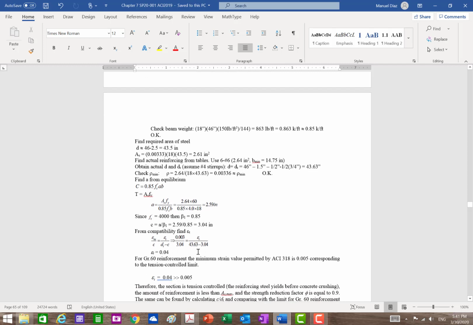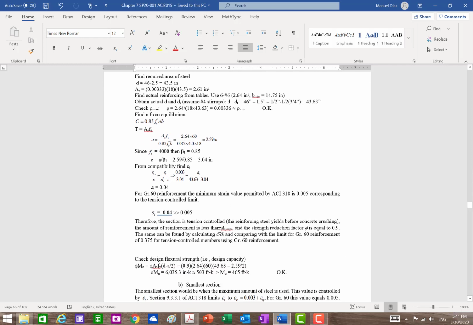Check for my ductility, right? So find my epsilon T. That means pretty good, 0.04. Right? For grade 60, we know that the tension control limit is 0.005, so this is a lot higher. So we are satisfying that pretty well, all right? So that means A_s maximum is satisfied. Makes sense, right? Because we are at the other end, where we are at A_s minimum. So we're not exceeding A_s maximum. Phi has to be 0.9.